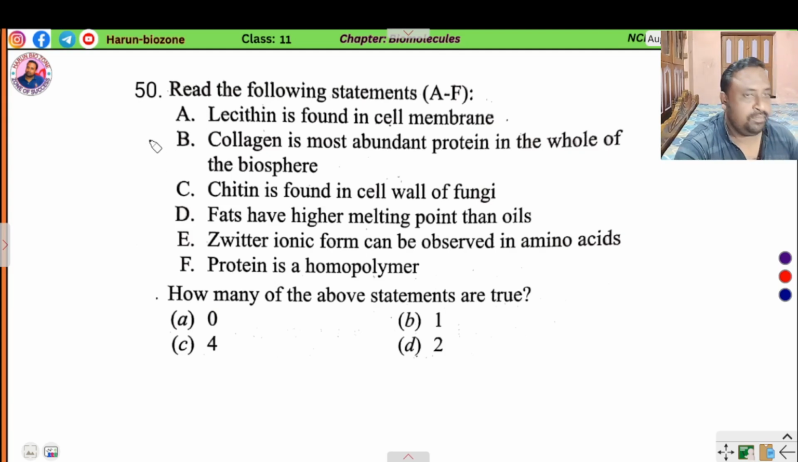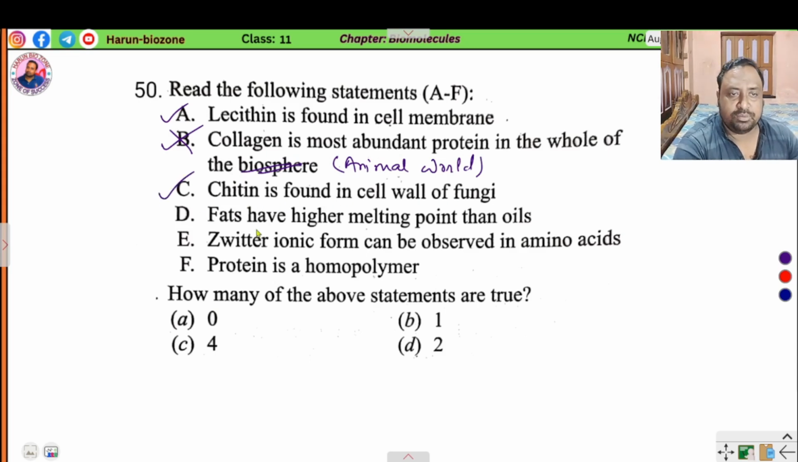Question 50. Read the following statements. Lecithin is found in cell membrane. Collagen is the most abundant protein in the whole of the biosphere. Definitely right, this is the right option. Collagen is the most abundant protein in the animal world, not the biosphere.